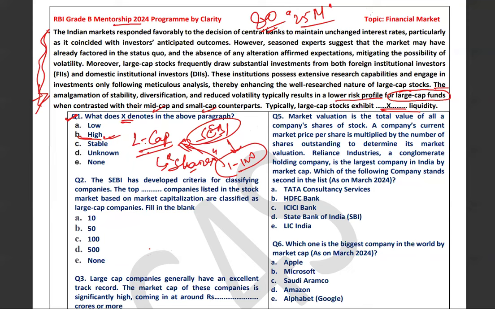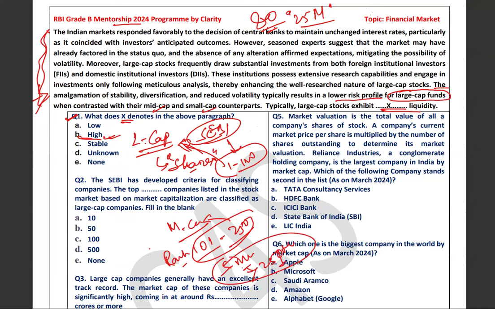And what about the mid cap? The next 150 companies, those ranked from 101 to 250, come under the mid cap. After that, the small cap means those companies whose ranks are above 250, that is, 251 onwards. So by this we can see the categorization of SEBI: 1 to 100 would be the large cap companies, 101 to 250 the mid cap companies, and 251 onwards the small cap companies.